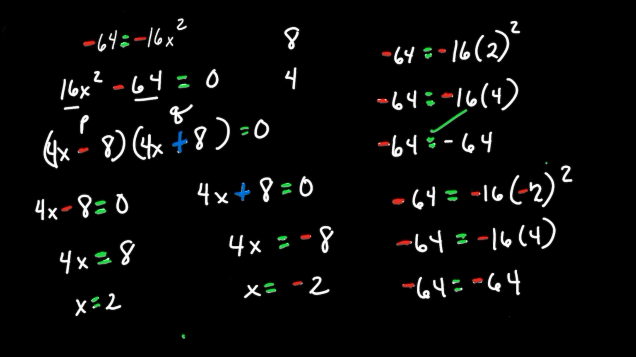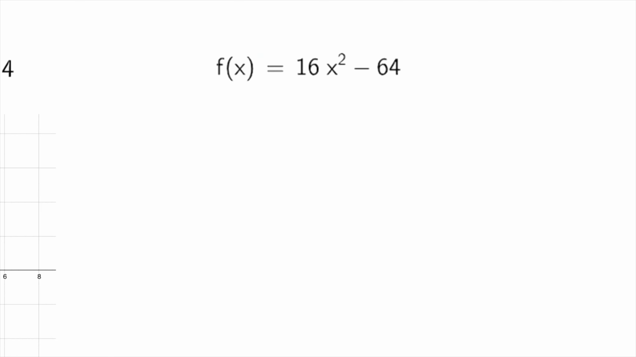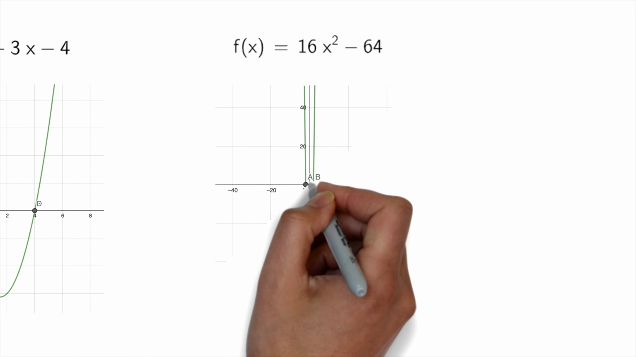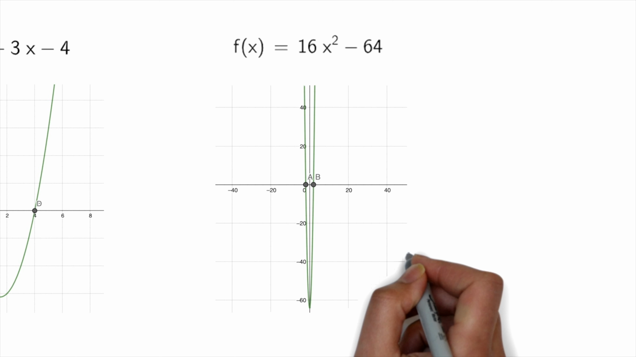All right, so you can see those answers of x equals 2 and x equals negative 2 on the graph. You can kind of see them. The numbers are so large that that negative 64 makes it a long graph.